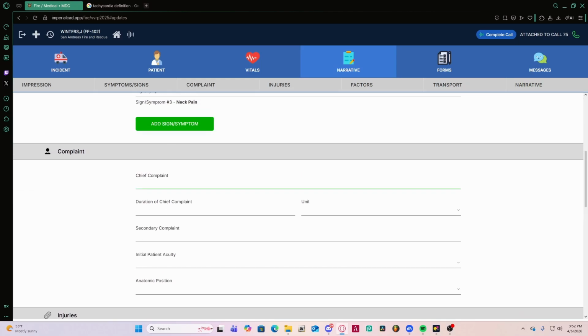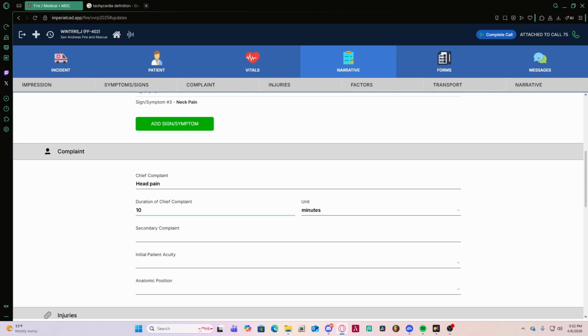And then you go down. Chief complaint, how long the complaint was. So you could say, patient hit head on steering wheel. So the chief complaint would be head pain or something like that. That's more of a narrative, so it could be head pain. And then duration of chief complaint could be from the time of the accident to the time it took you guys to get there.